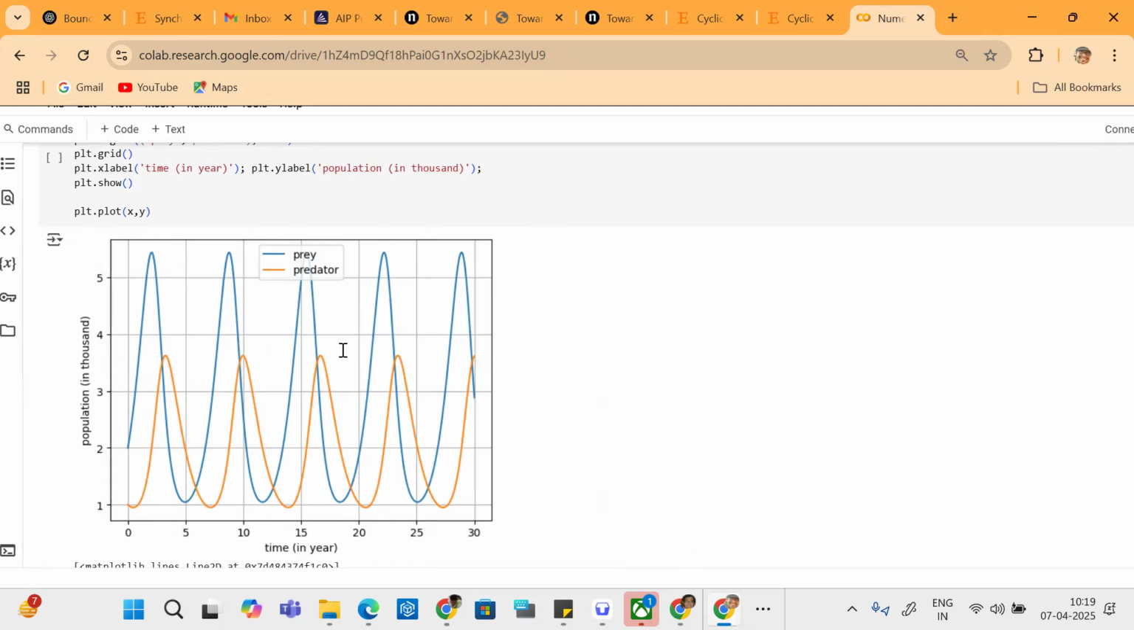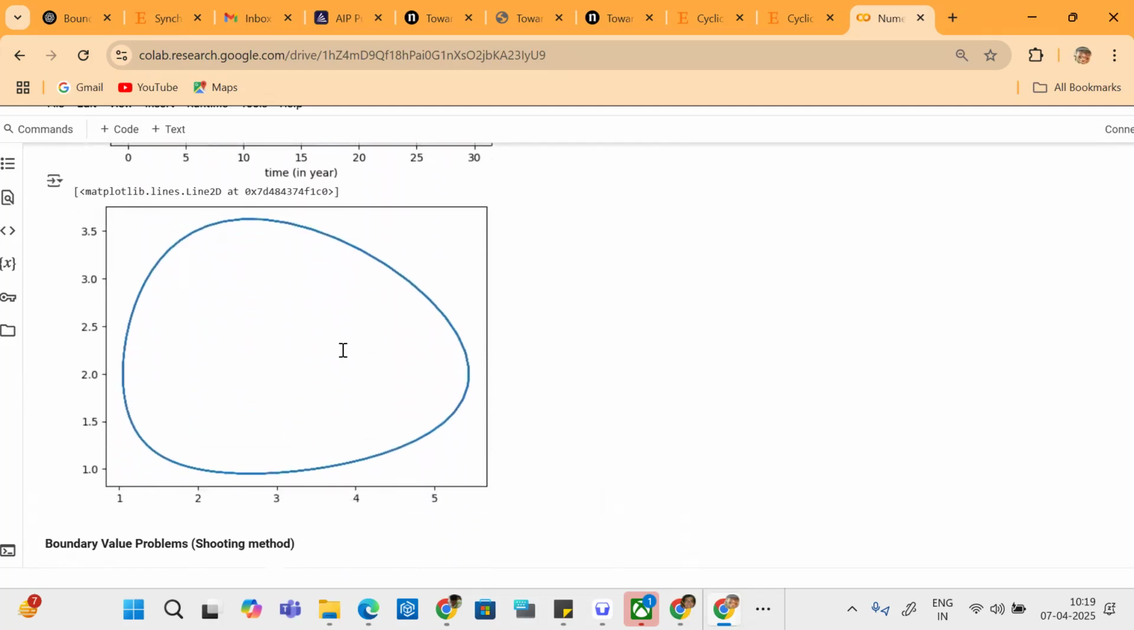So when the lion ate the deer, they got fat. And after some time, the lion population will also decrease. So you can see this up and down thing, like oscillations here.